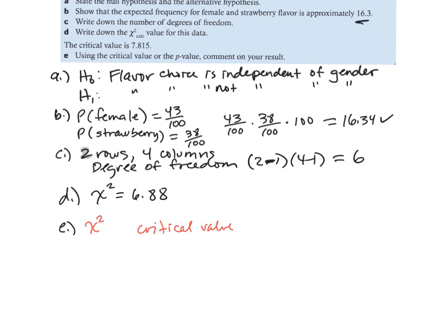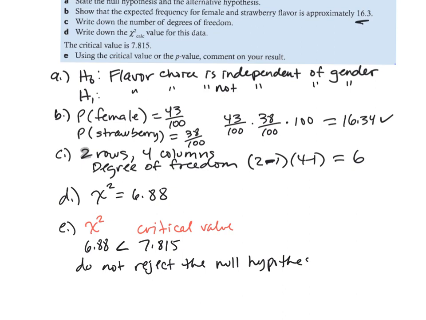Okay, the chi-squared was 6.88. The critical value was given to us. Remember, it's given here, 7.815. And 6.88 is less than 7.815. So therefore, we do not reject the null hypothesis. So what does that mean? The null hypothesis said that flavor choice is independent of gender. We're not going to reject that, so we can conclude the following.